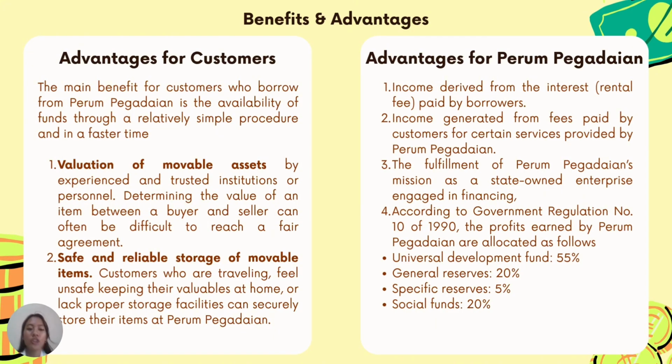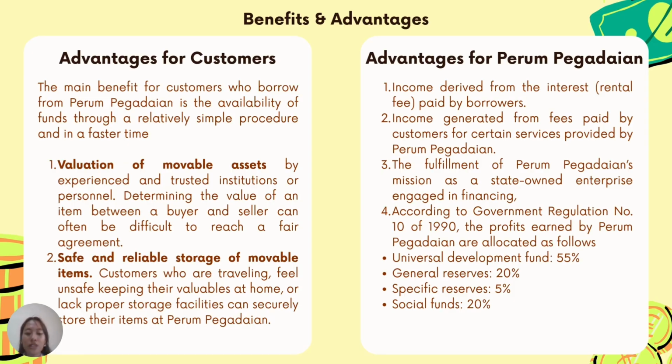The first one, valuation of movable assets by experienced and trusted institutions or personnel. In determining the value of an item between a buyer and seller, it can often be difficult to reach a fair agreement. Then, safe and reliable storage of movable items. Customers who are traveling, feel unsafe keeping their valuables at home, or lack proper storage facilities can securely store their items at Pegadaian.